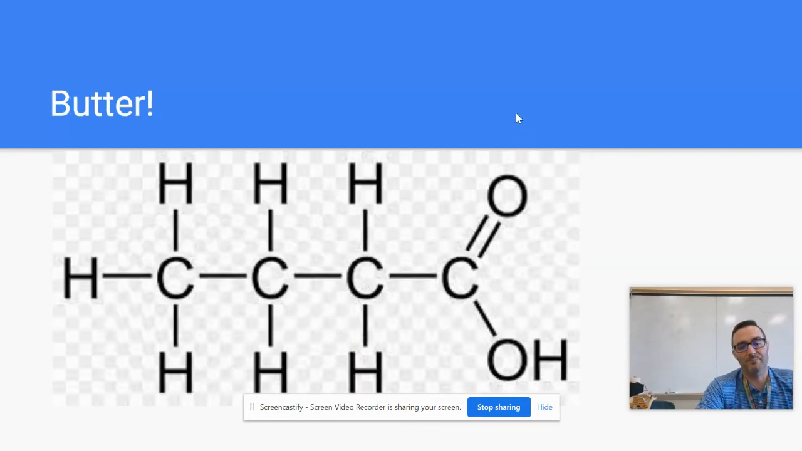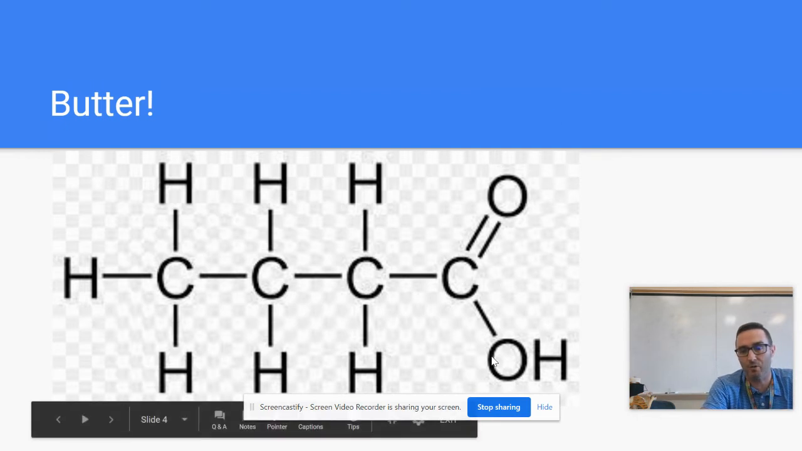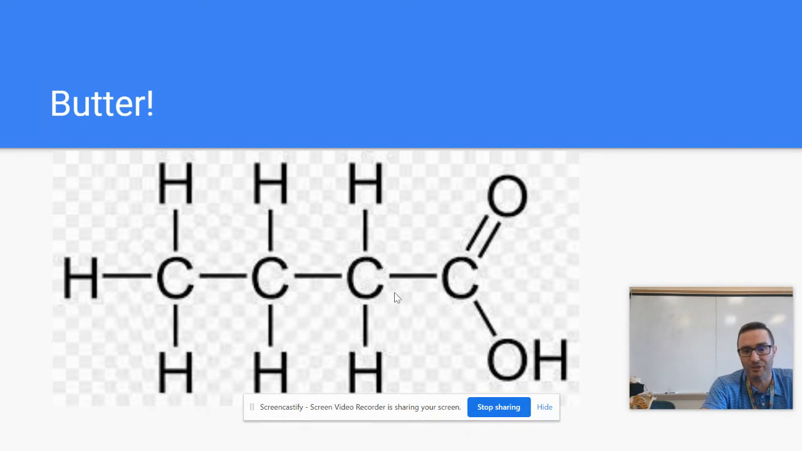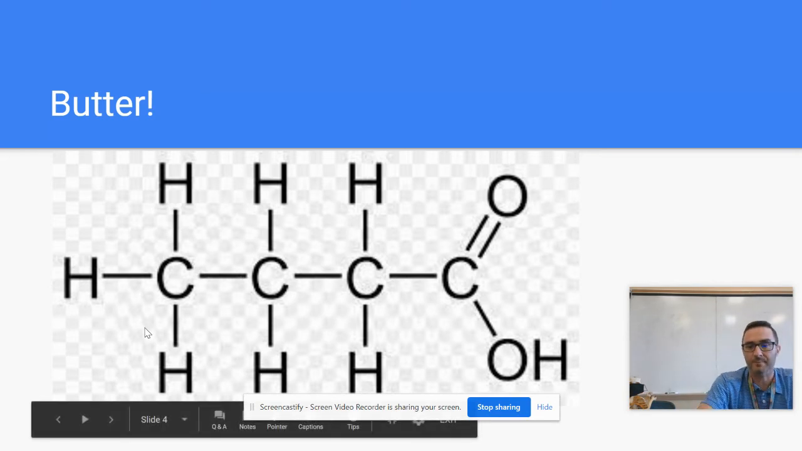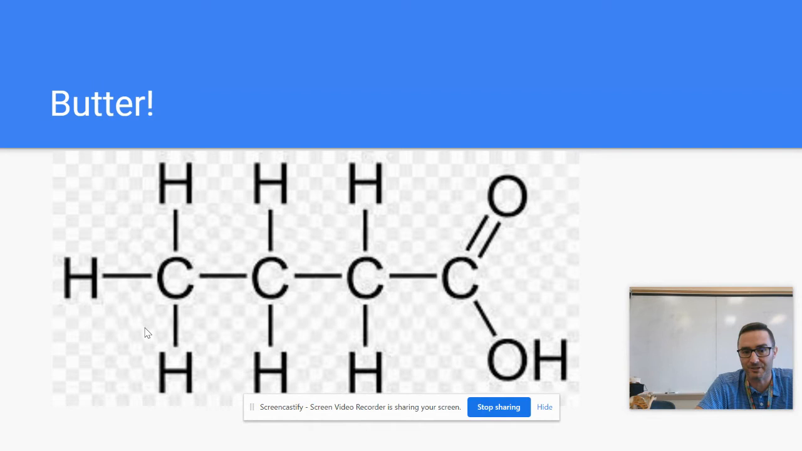So this is actually not butter because butter would be a triglyceride, but this is butyric acid. It's a 4-carbon chain, and you've got this COOH, your carboxyl group, but then you've got CH2, single bond, CH2, single bond, CH3, all carbon-carbon single bonds, and the maximum amount of CH bonds that you could get. Pretty simple.